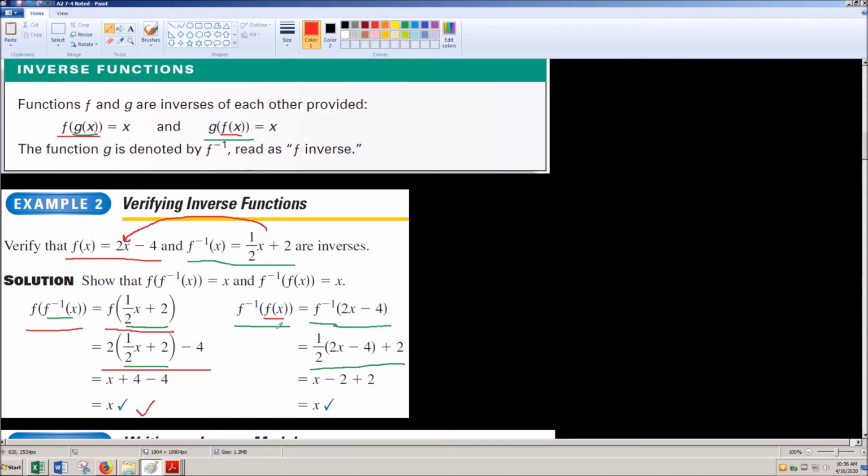And then I want to do the same thing, but this time for f inverse of f of x. So now I'm taking the red thing and plugging it into the green thing. Where I used to have x here, now I want to plug in 2x minus 4. So 1/2 of 2x minus 4 is, and now I do my distribution, so x minus 2 plus 2. This simplifies to give me my x again. So here we have verified our inverse functions.